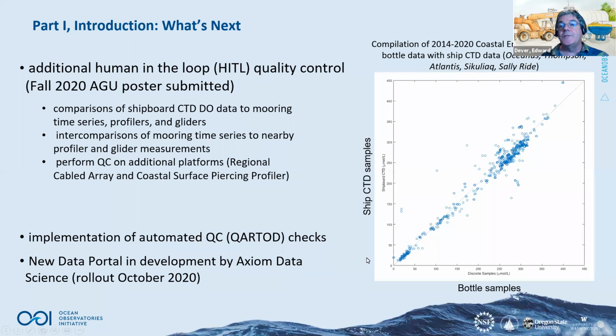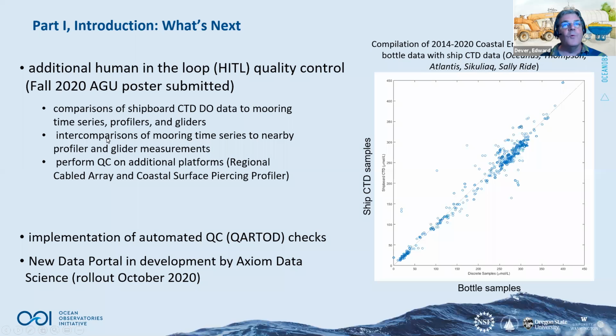What's shown here is all the bottle samples and all the shipboard CTD samples from Coastal Endurance cruises on a variety of UNOLS ships. They generally line up pretty well, and that's going to allow us to use the shipboard CTD measurements to really match up in temperature-salinity space the oxygen measurements that we're taking. So we'll get better comparisons to dissolved oxygen with good, validated shipboard CTD dissolved oxygen measurements.